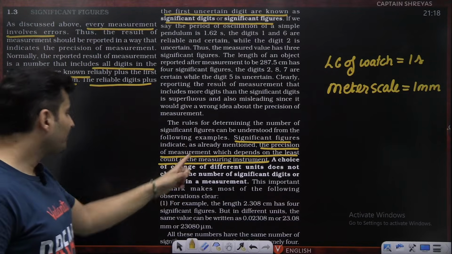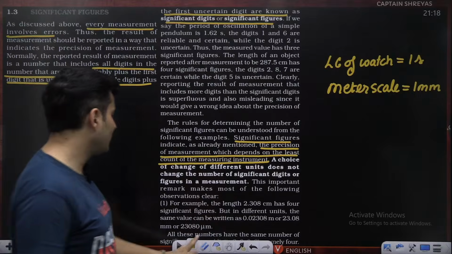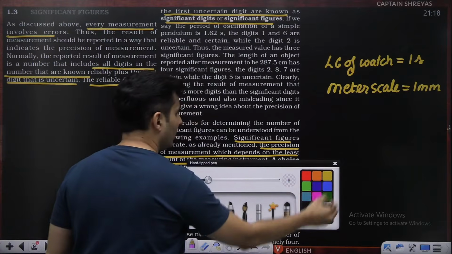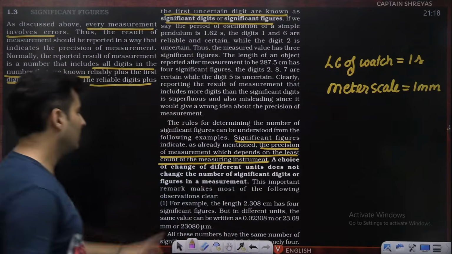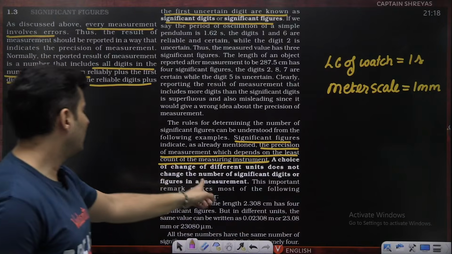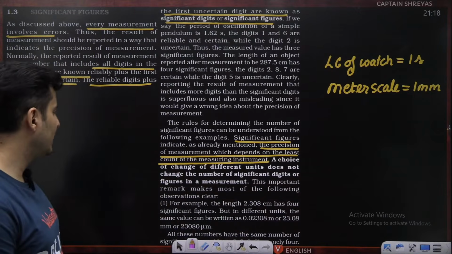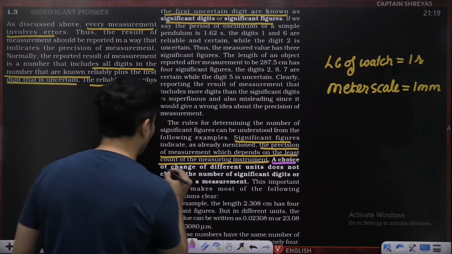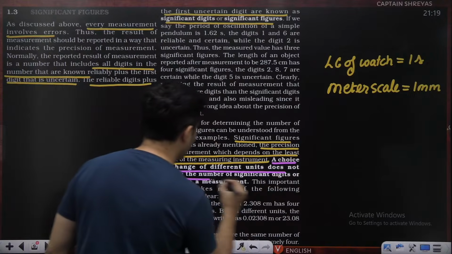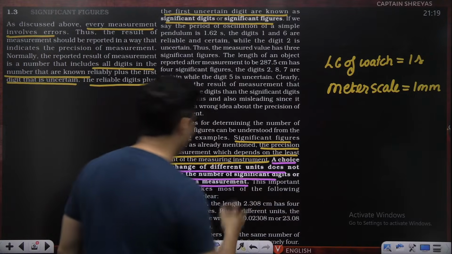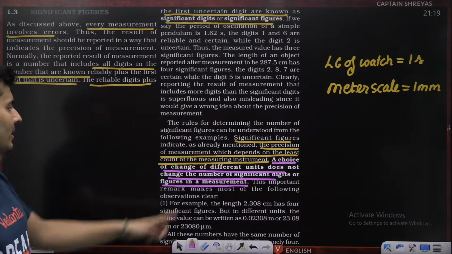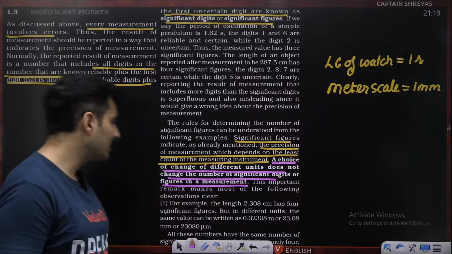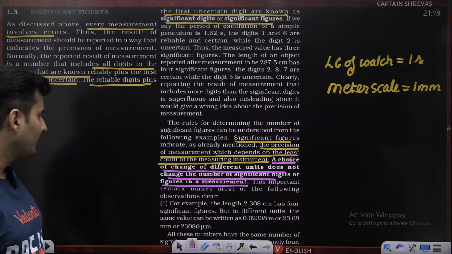Now the change of different units does not change the number of significant digits or figures in the measurement. This is a very, very important line. The choice or the change of different units does not change the significant figures. This important remark makes most of the following observations clear. So they have given examples for that.